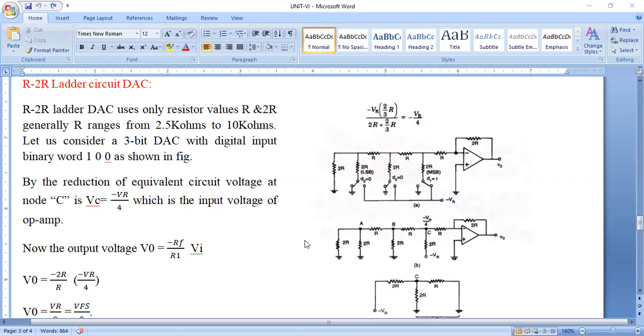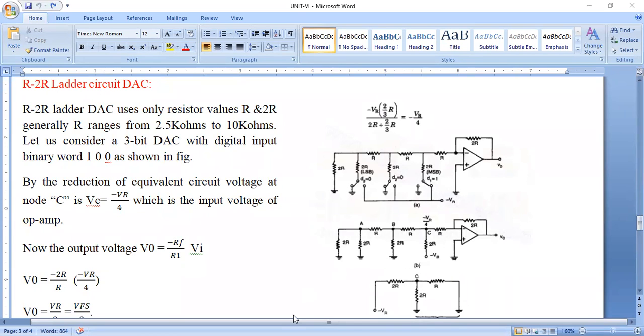Mostly this is a 3-bit type digital to analog conversion. In this 3-bit DAC, the switch positions of D1, D2 and D3 correspond to the binary word 100. The circuit is simplified and analyzed in the form of an equivalent segmentation.